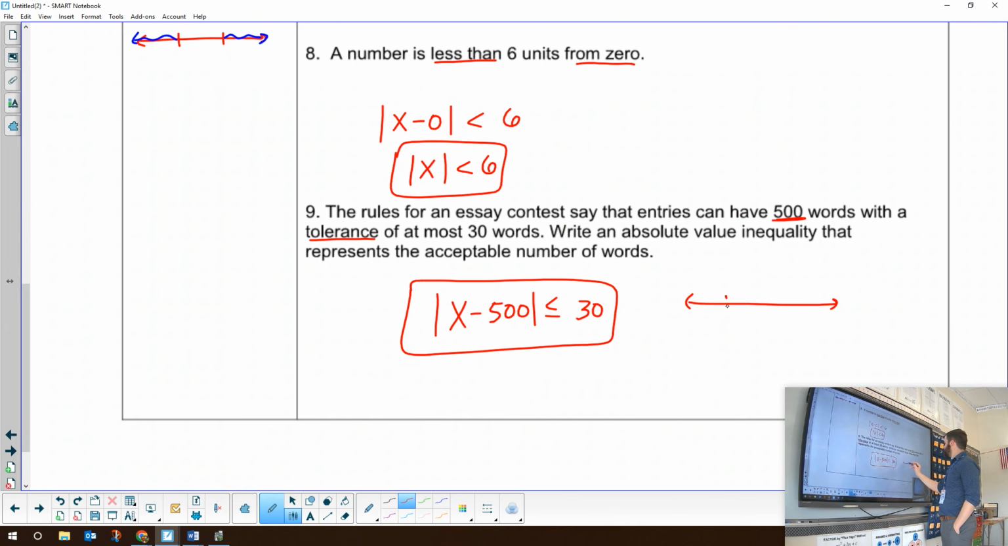If you wanted to see that on the graph, it would be 470 and 530, and we could even have closed circles here and connect in the middle.